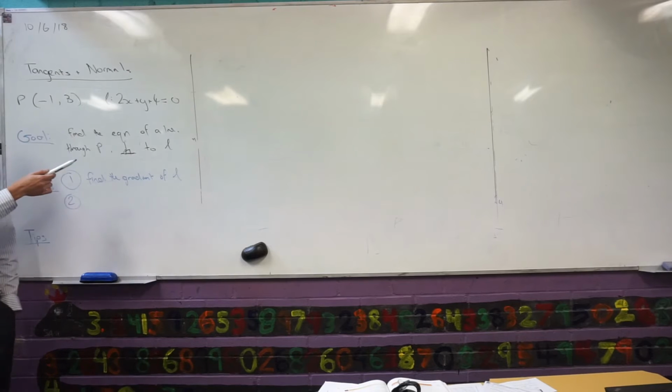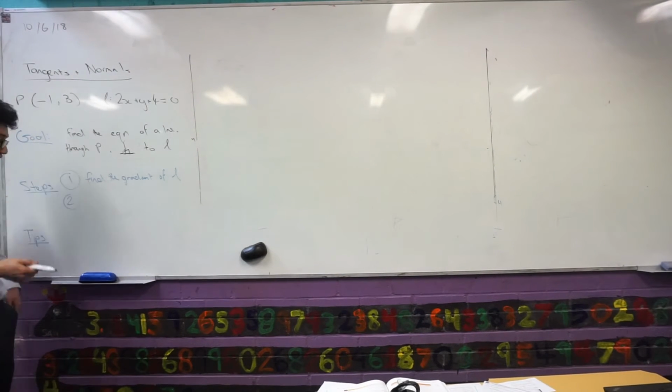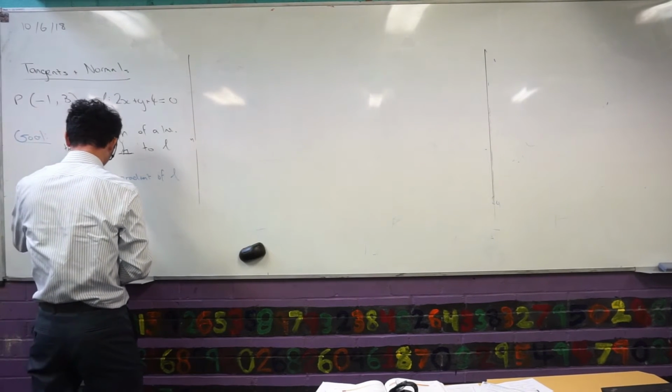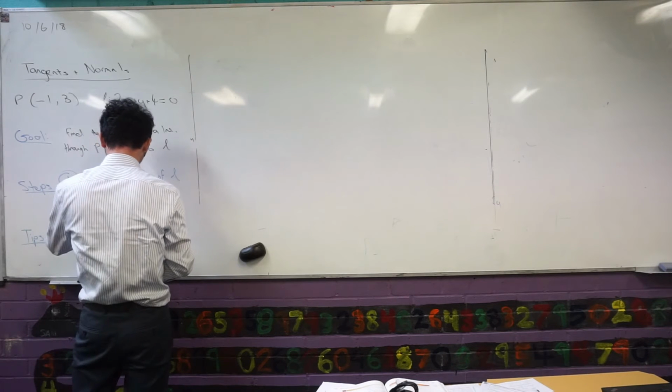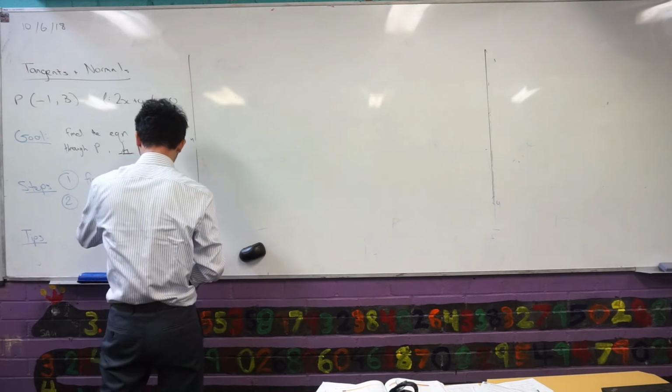Step two, once you find the gradient of L, well, the point of finding the gradient of L is so I can get the perpendicular gradient, right? So what did I say? I said find the perpendicular gradient. Is that m1 times m2? Yeah, I'll come back to that. That's right there. Find the perpendicular gradient.